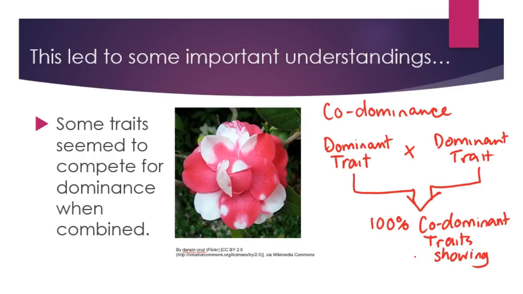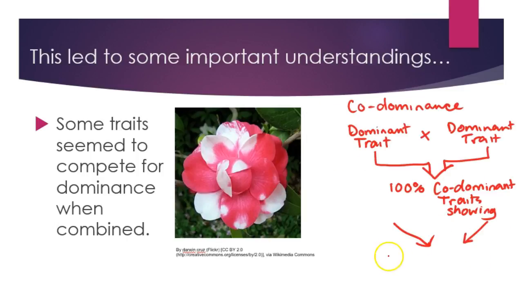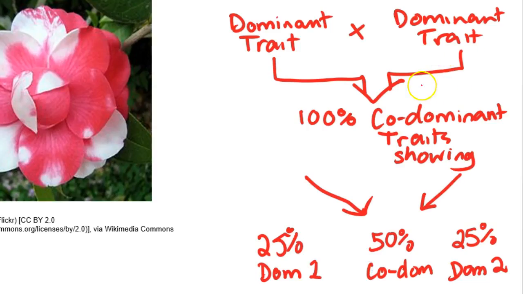Now, when you then combine these again, you ended up with the following effect. In your F1 generation, you will end up with 100% codominant traits showing. Now, if you then cross them again and get an F2 generation, you'll split the traits up: 25% of the offspring will be the first dominant trait, 50% will still be codominant, and 25% will be dominant of the second trait only. So this is the pattern that was found with what we call codominance.